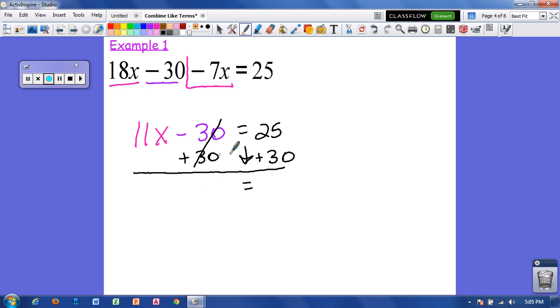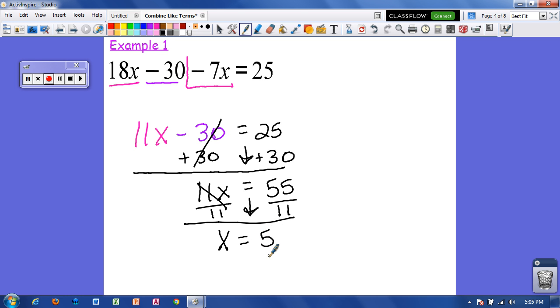That equals 0, so I'm just left with 11x. 25 plus 30 is 55. The inverse of multiplying by 11 would be to divide by 11. So I do that on both sides. And x equals 5. Now I need to check my work.